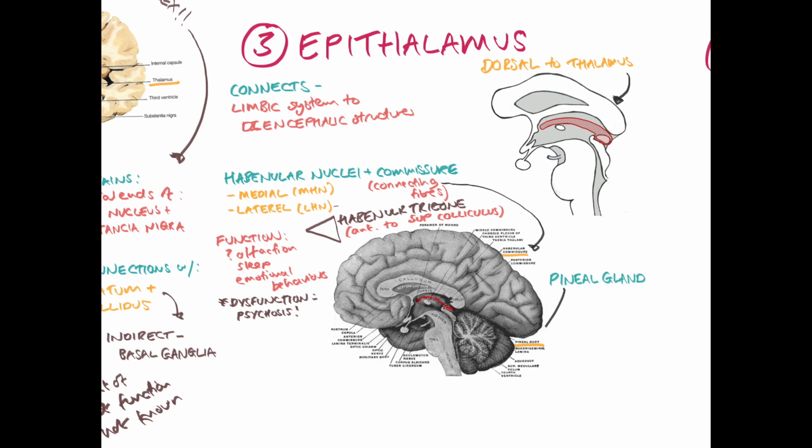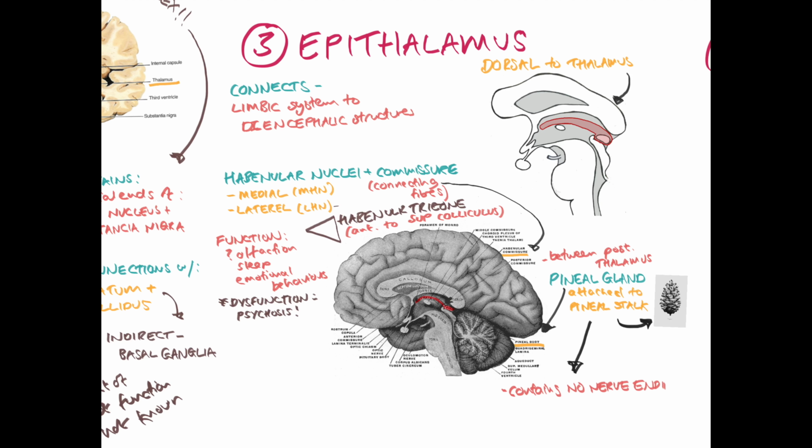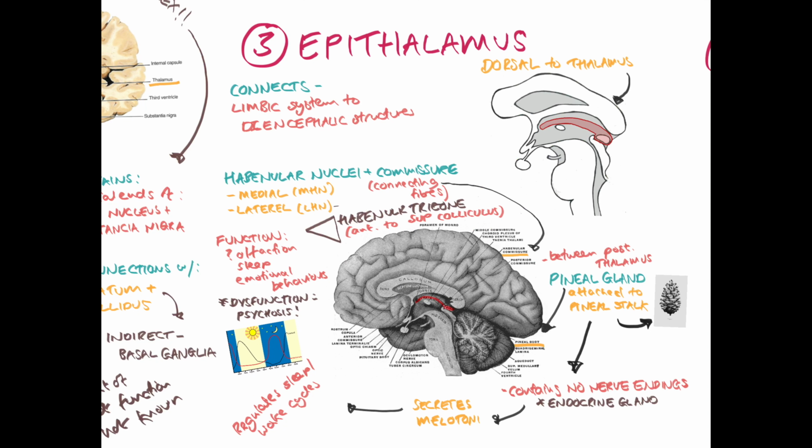Another structure of the epithalamus is the pineal gland, which is attached to the pineal stalk. It can be found between the posterior aspect of the thalamus and is a pine cone-shaped structure. The pineal gland contains no nerve endings because it's actually an endocrine gland. It secretes melatonin, which regulates the sleep-wake cycles and circadian rhythm.